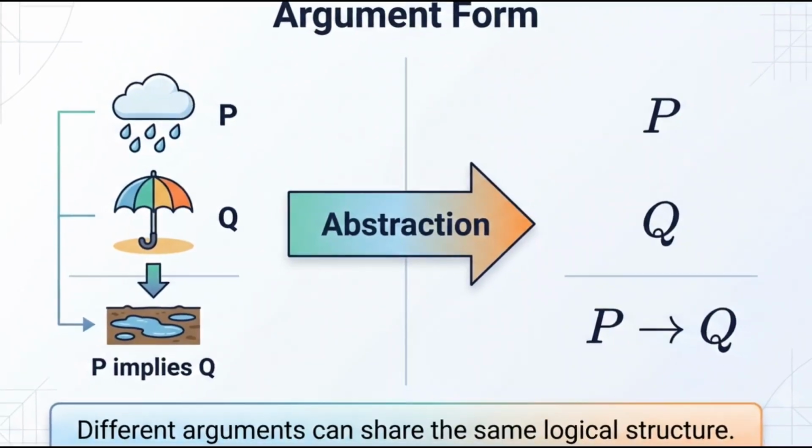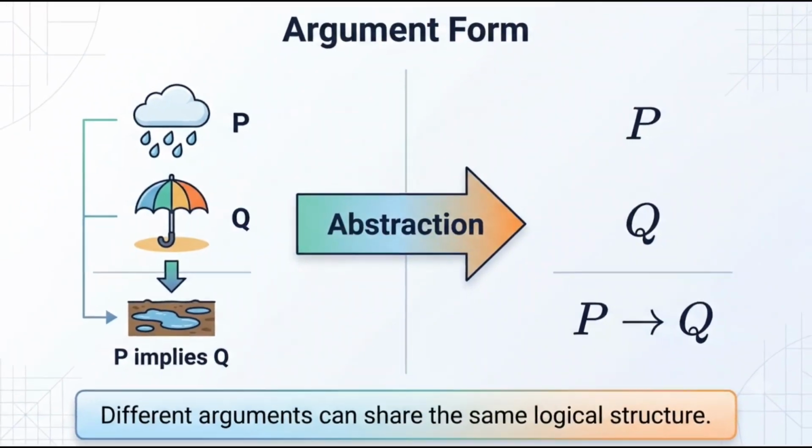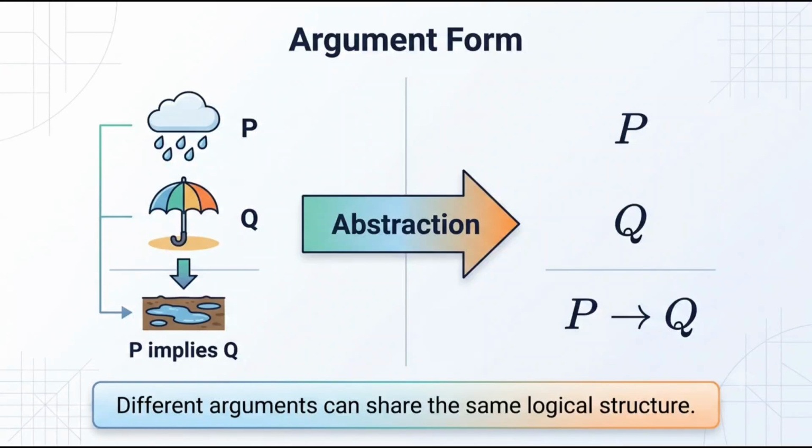Argument form is the logical pattern behind an argument. Instead of using specific names or objects, we replace statements with symbols such as P, Q, and R. This allows us to study the structure of reasoning.